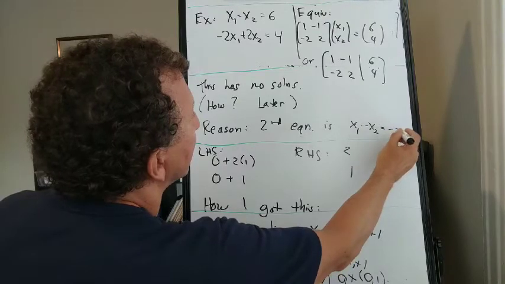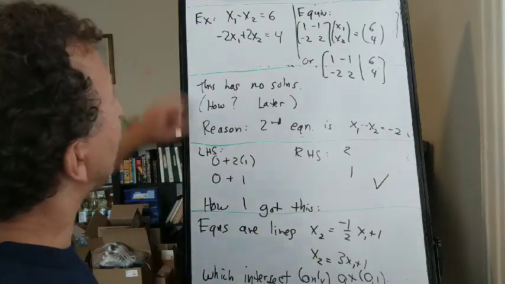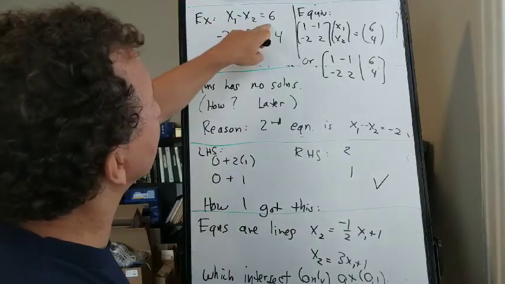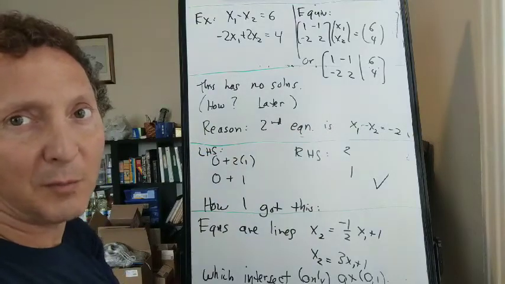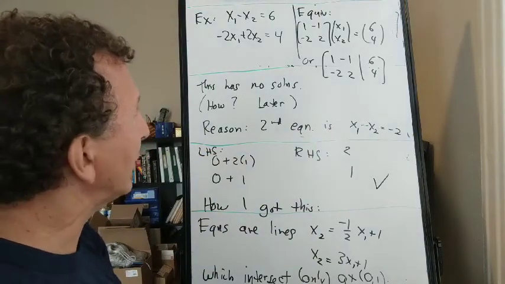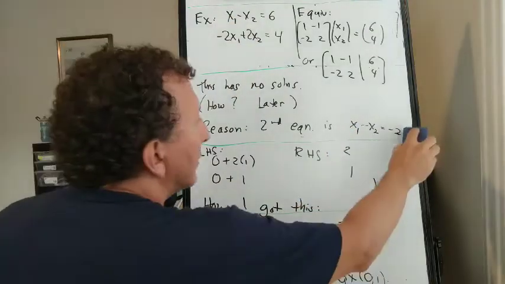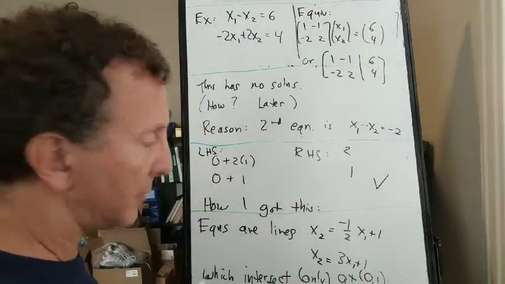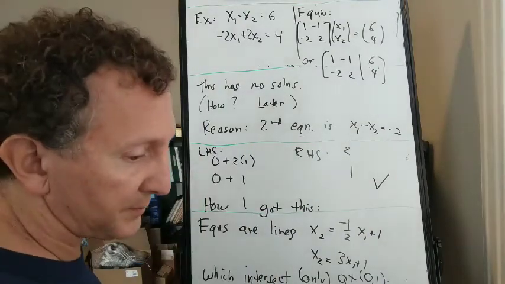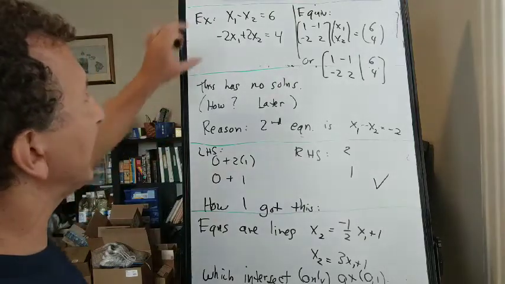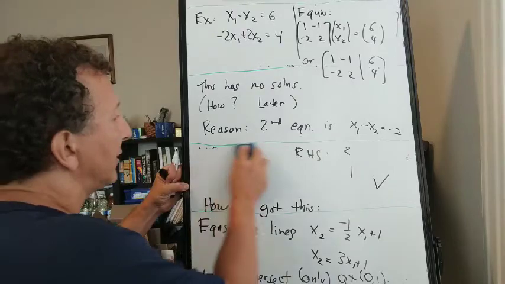Now if x1 minus x2 is 6, it's going to be kind of hard to make x1 minus x2 be negative 2 at the same time. There's no way we can choose values of x1 and x2 to satisfy both of those equations. So this has no solutions. Sometimes people say the system of equations is inconsistent if it has no solutions.